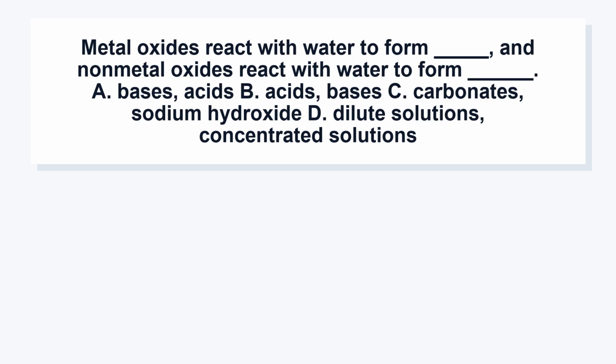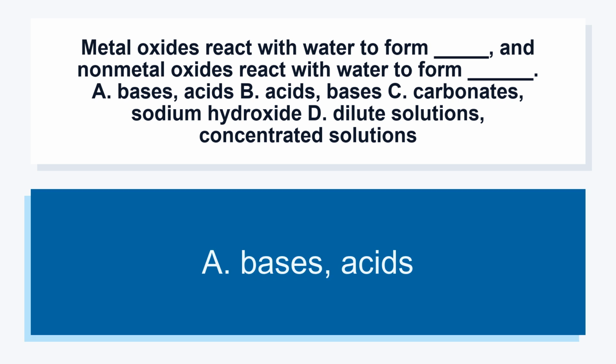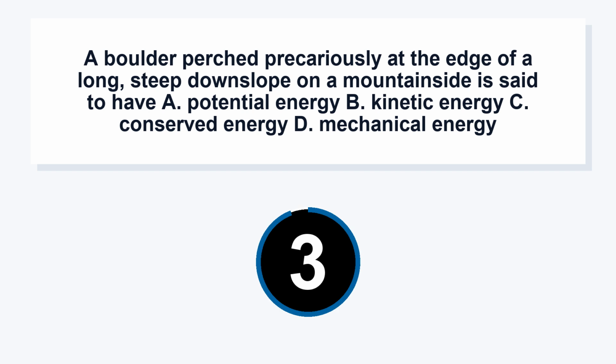Metal oxides react with water to form ______, and non-metal oxides react with water to form ______. A. Bases, acids. B. Acids, bases. C. Carbonates, sodium hydroxide. D. Dilute solutions, concentrated solutions. A. Bases, acids. A boulder perched precariously at the edge of a long, steep downslope on a mountainside is said to have: A. Potential energy. B. Kinetic energy. C. Conserved energy. D. Mechanical energy. A. Potential energy.